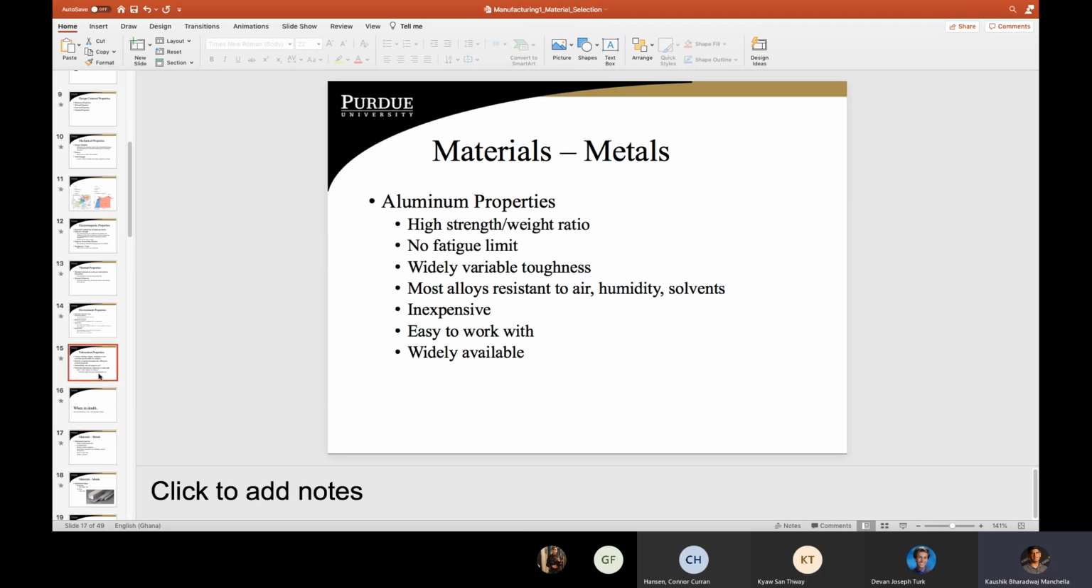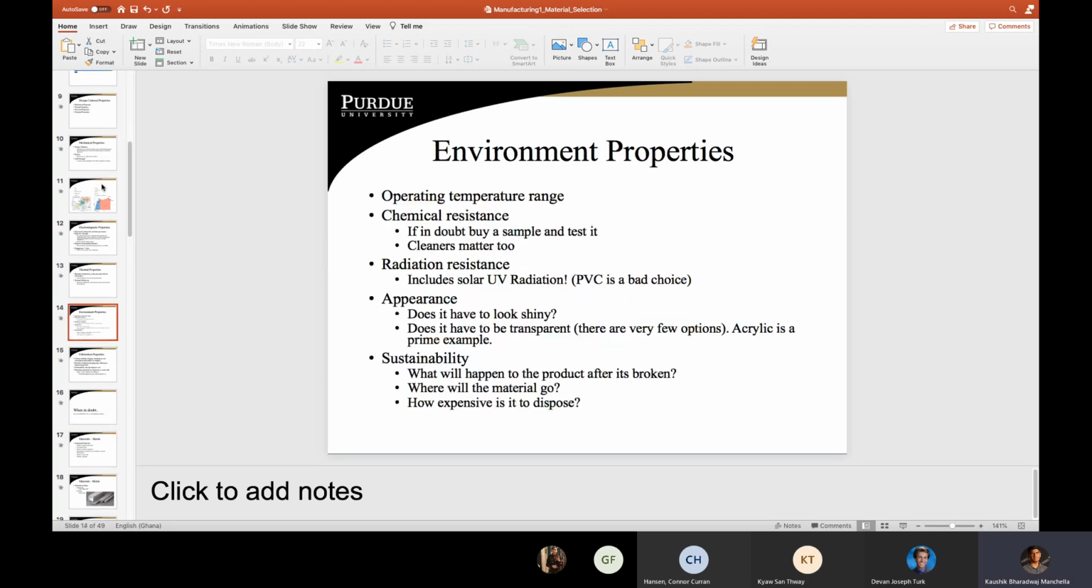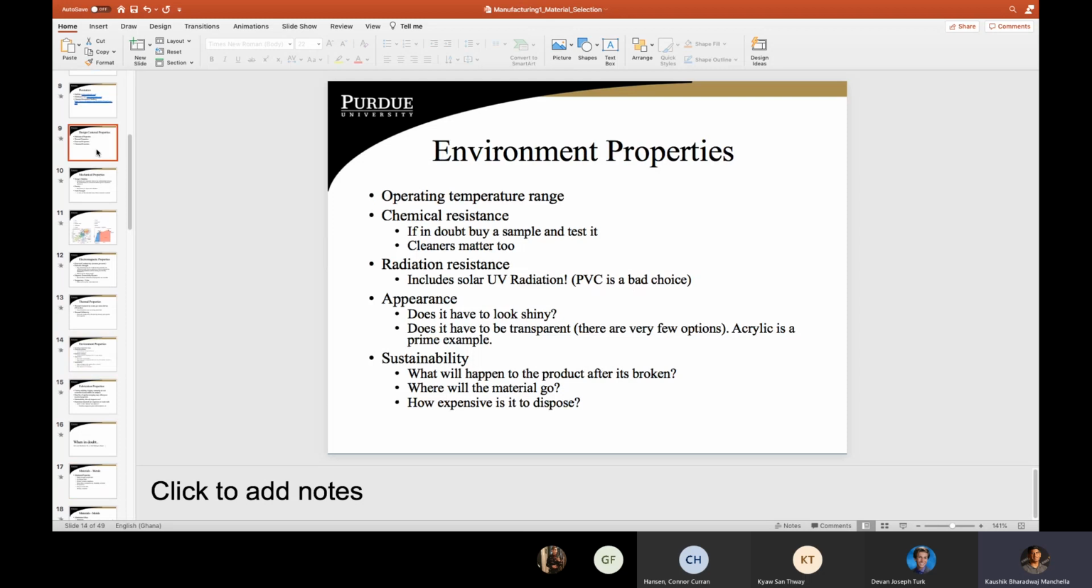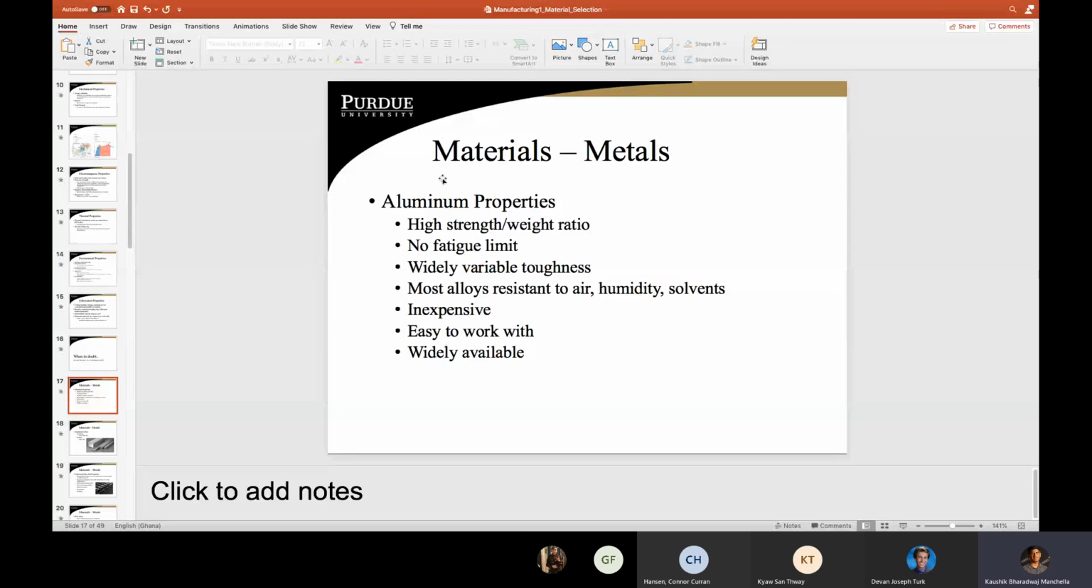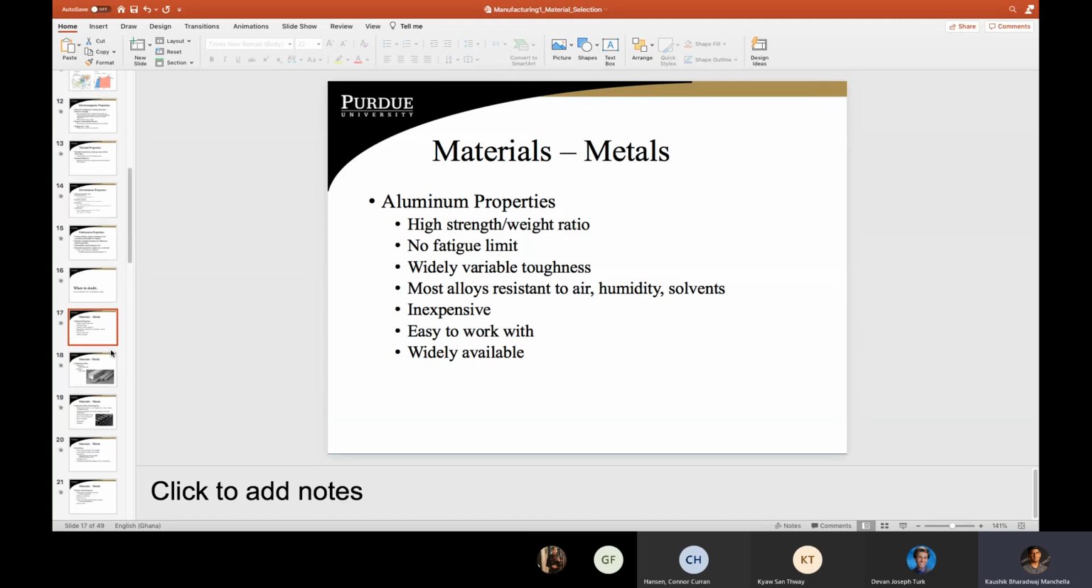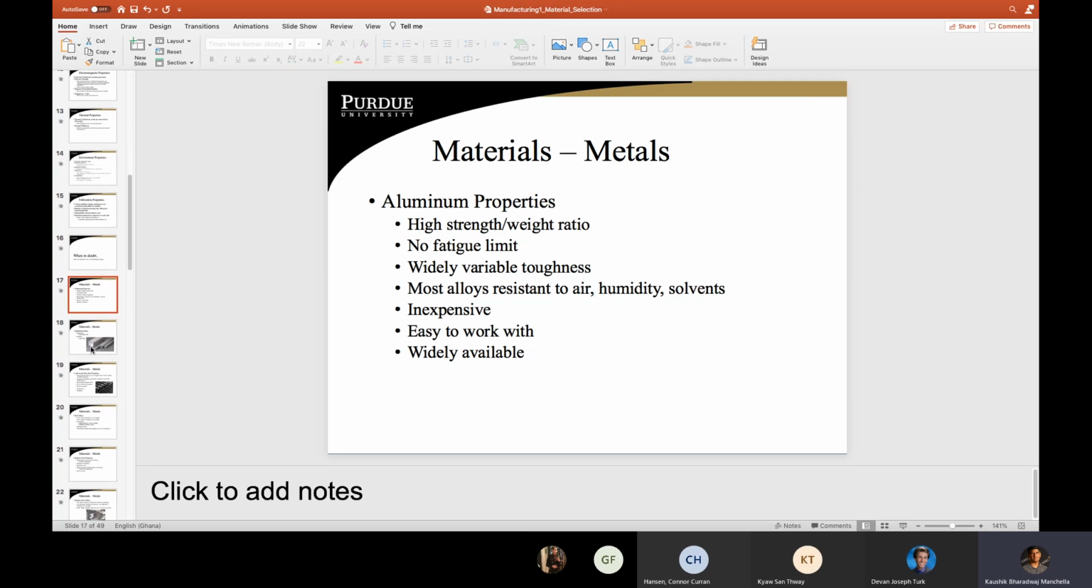And so now I've kind of gone on a spiel about all the different properties that you're going to be considering. So let's get into the options you have as far as what materials you can pick. I'll start with metals, and then I'll work my way into polymers, ceramics, and whatnot. So metals, I will start with aluminum because that is the most common and the most accessible material.